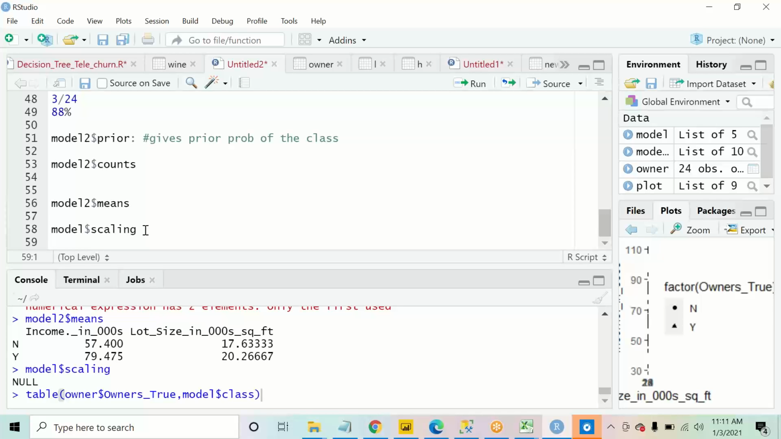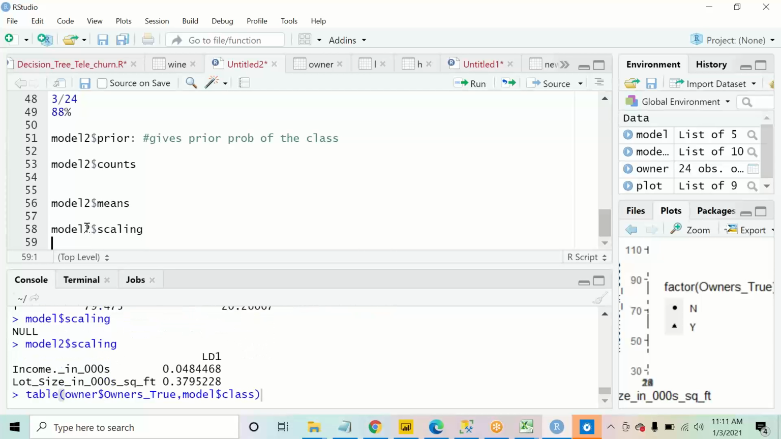Okay, so model dollar scaling is something, you know, this is not generating null, sorry, not model. Okay, right, so this is model 2. So you get this scaling. So these are the linear coefficients.